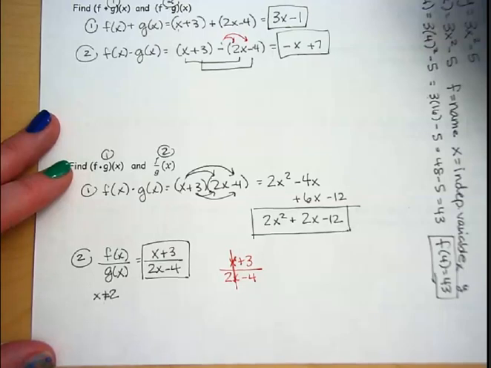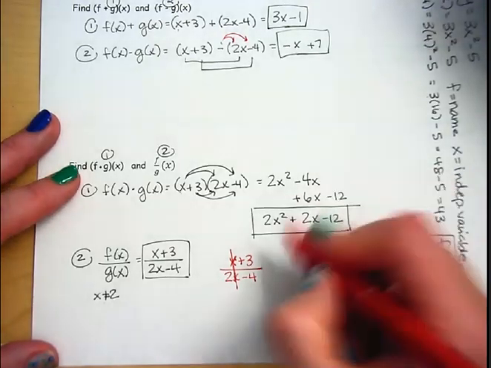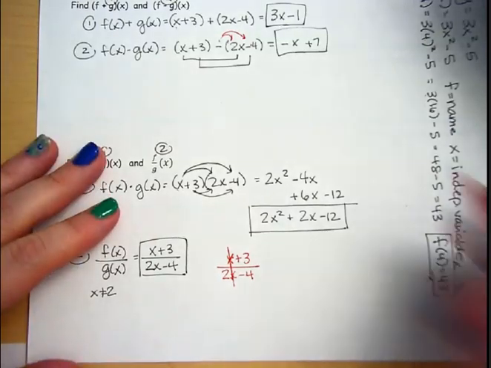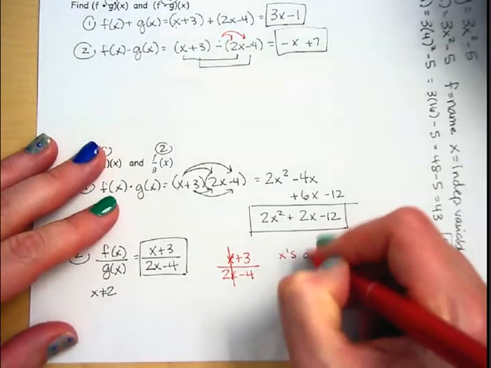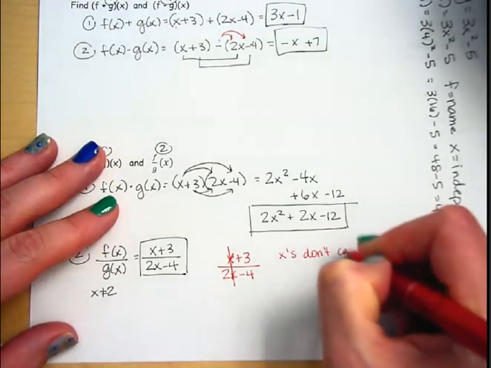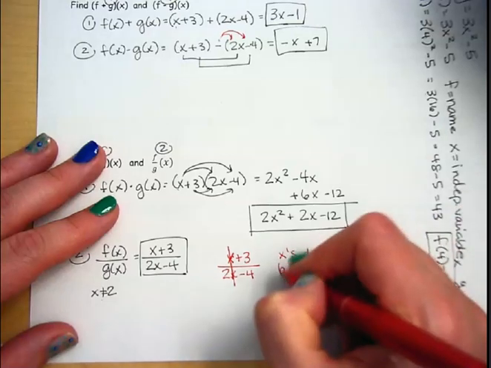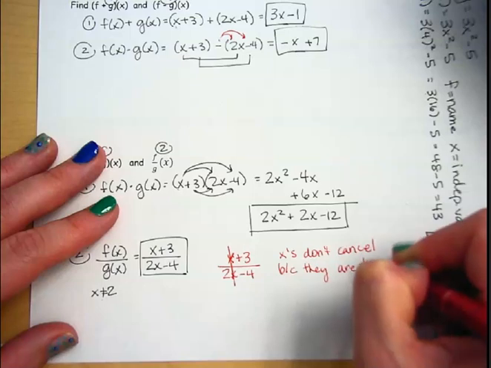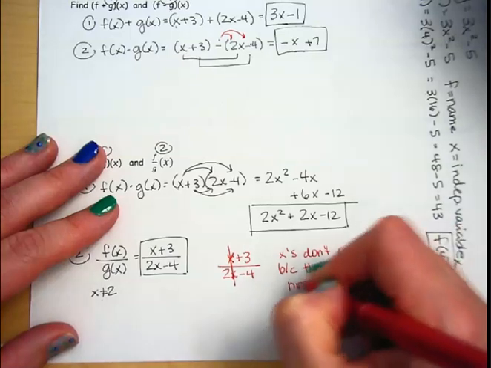And we can, so I want you to just remember, okay, sorry, I'm trying to think 5 different ways to say what I'm trying to say, and I can't pick one. So the x's don't cancel because they are terms, not factors.